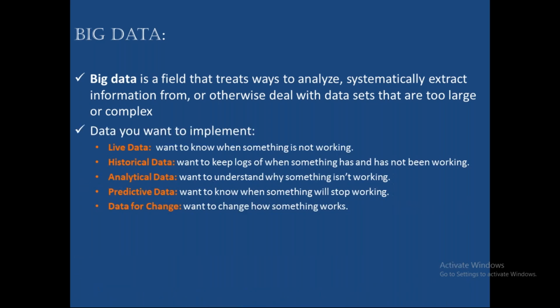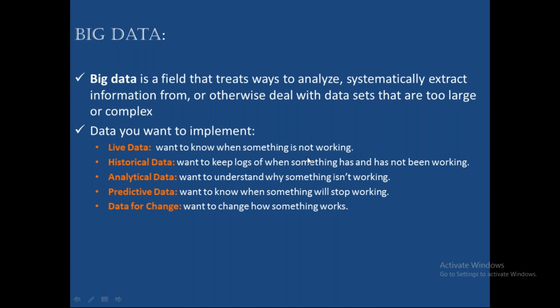Next, what are the different kinds of data we are going to implement? For example, we are going to implement live data, historical data, analytical data, predictive data, and data for change. If you remember these, whoever is working or not working in the field, you will be able to understand these terms very easily.